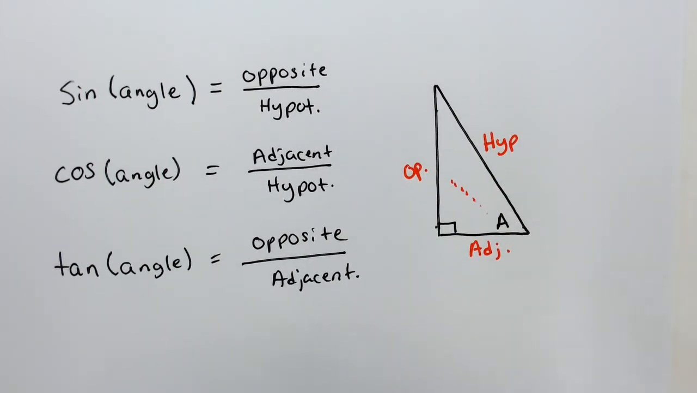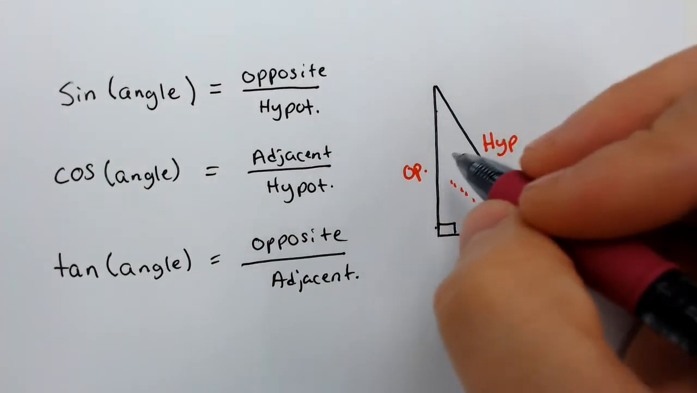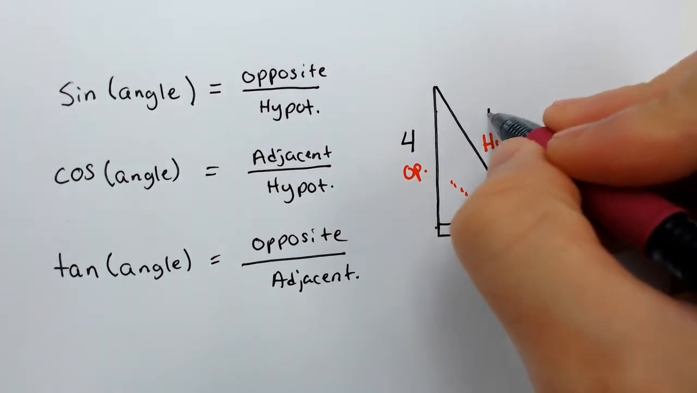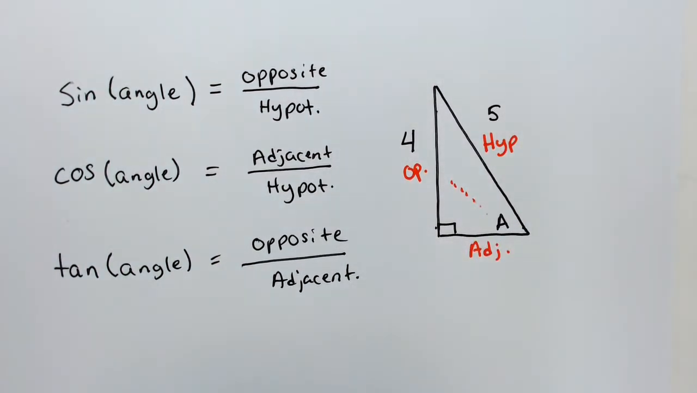So given some information about a right triangle, we're just going to be filling in the opposite and the hypotenuse. We're not going to be solving for any sides. We're not going to be solving for any angles using the trig identities. That's for later. So let's say that this opposite side was 4 and this hypotenuse was 5.